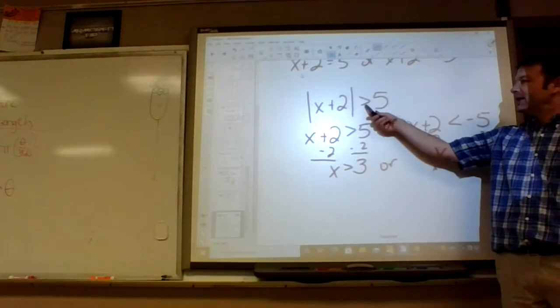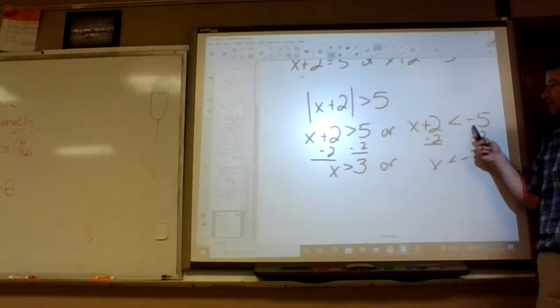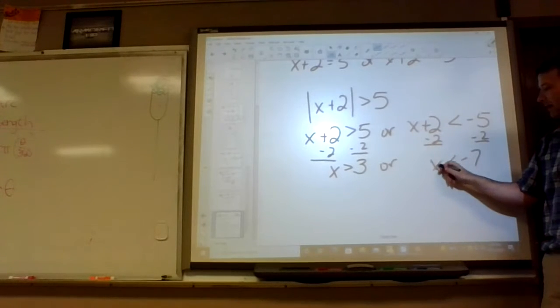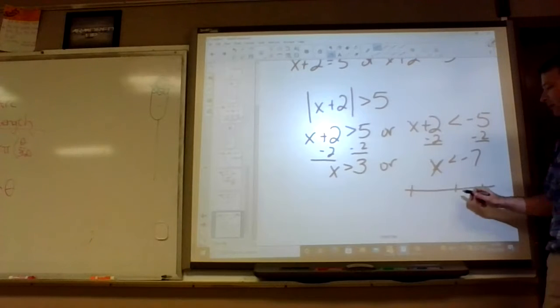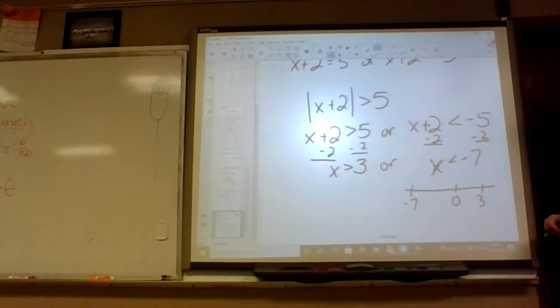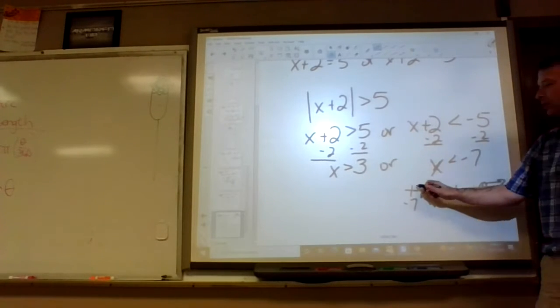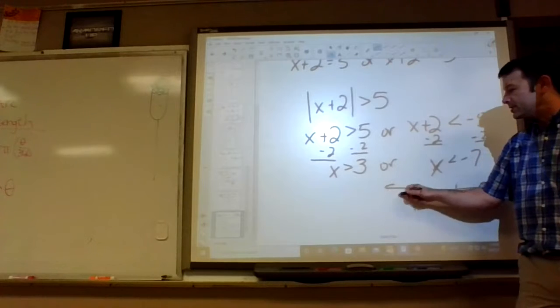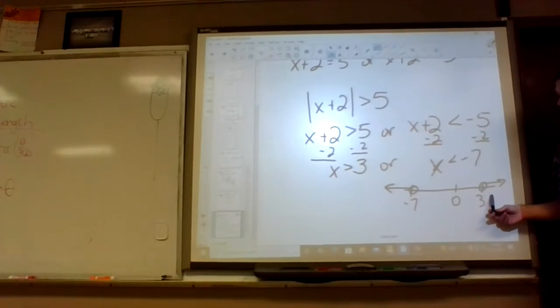The only difference is I had to switch the inequality and the negative, instead of just switch the negative, like we did yesterday. If I graph this, what would the graph look like? Well, if I put negative 7 and 3 on there, it's greater than 3, which is this, or less than negative 7, which is all this. And since it's an OR statement, it doesn't matter that they don't have anything in common. So this would be the graph answer.